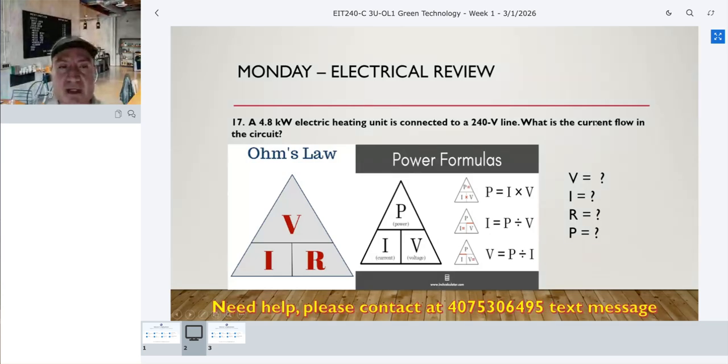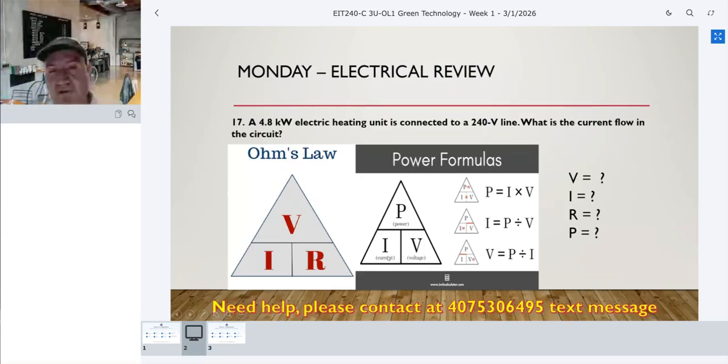Okay, number 17. I won't give you the answer for that. You need to complete the calculation, but I give you a clue. Let's read the question. A 4.8 kilowatt electrical heating unit is connected to a 240 volt line. What is the current flow in the circuit? Remember, this information applies to everything in electricity, no matter what class. One is Ohm's law, the relationship between voltage, current, and resistance. The other is the power formula, P, I, and V.